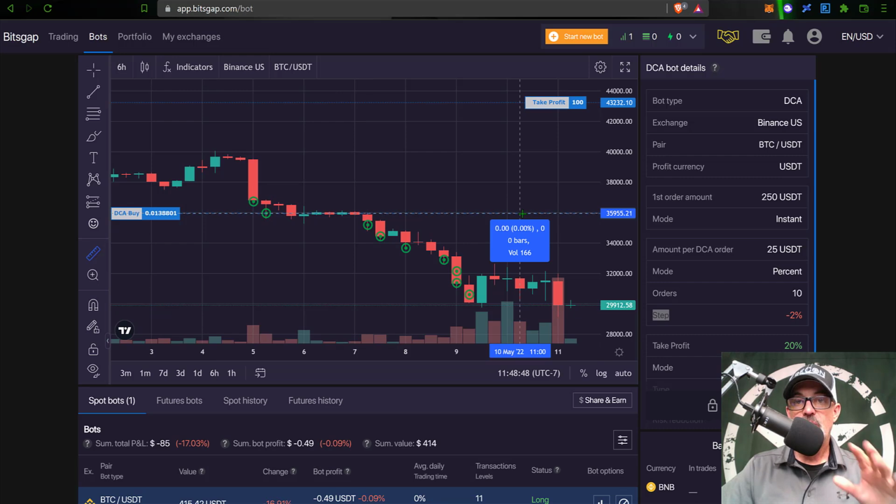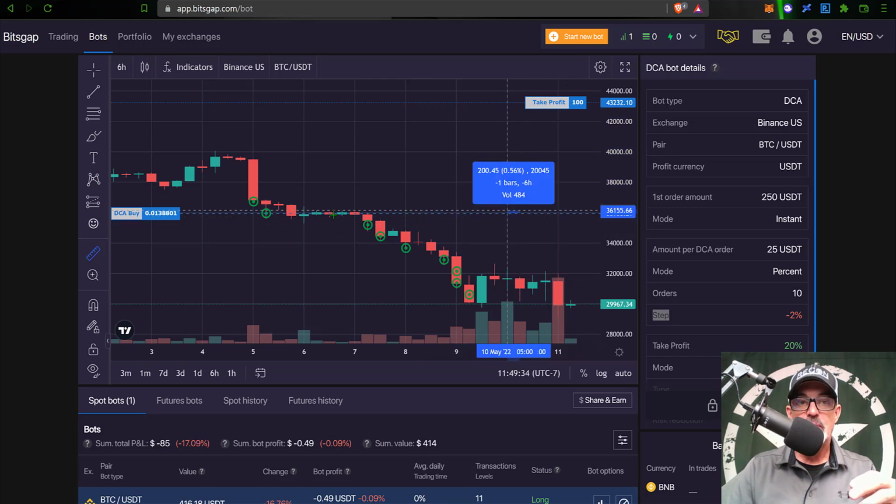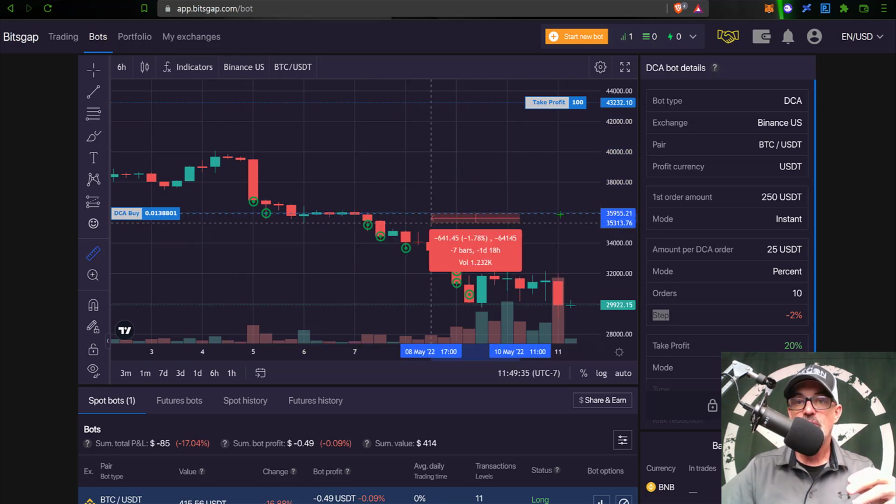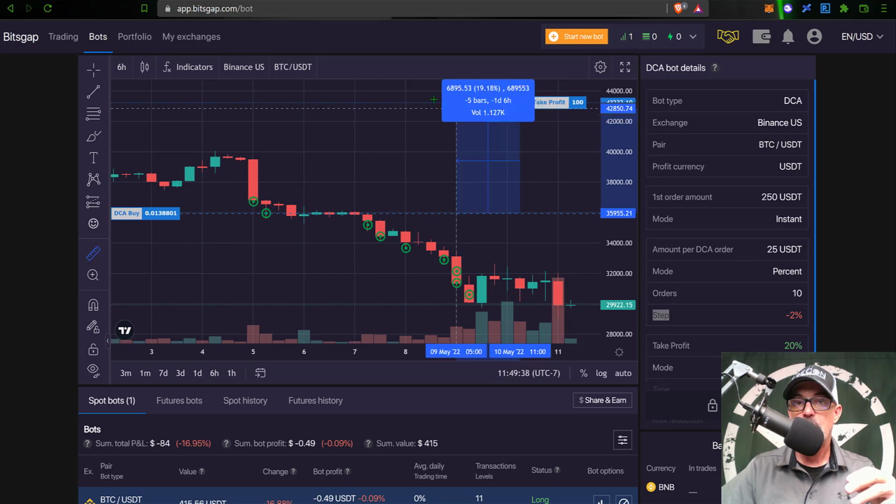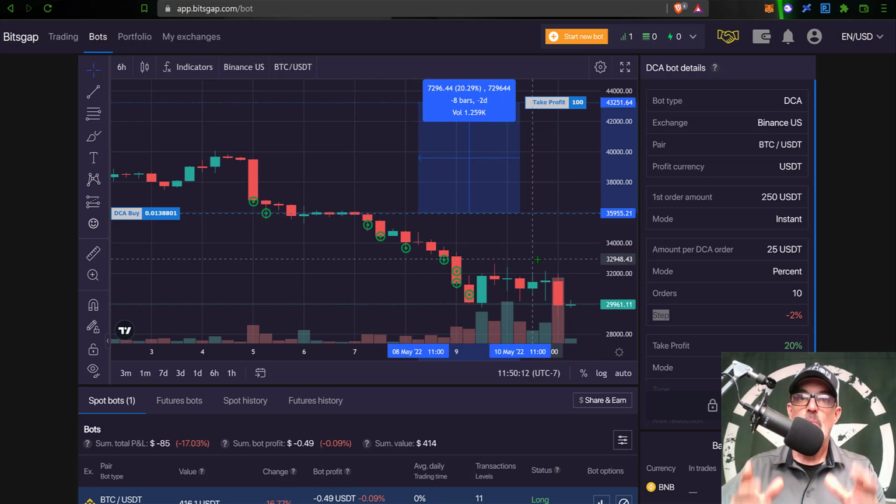Now, I did configure this bot to take profit at a 20% profit target. And so that would be from this DCA buy cost level up to my take profit level. And that would be 20%, or roughly around 43,251. Now, with that being said, more than likely, that is not going to happen overnight.